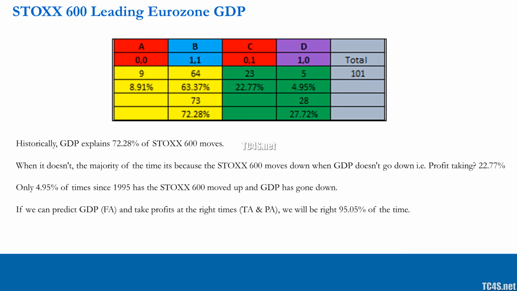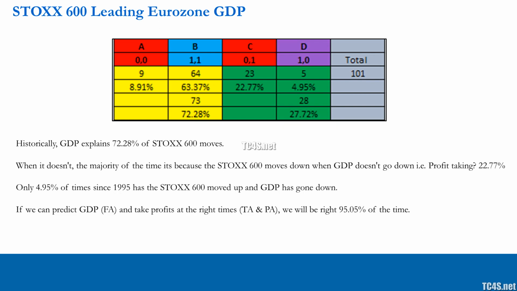In Europe, for example, when we look at the main index there, which is the Euro Stoxx 600, and we look at Eurozone gross domestic product, we get similar results. So if we run through these results quickly, historically, GDP explains 72.28% of Euro Stoxx 600 moves. So they're moving in the same direction. When they don't move in the same direction, the majority of the time, it's because the Stoxx 600 moves down when GDP doesn't go down. So again, we have this profit-taking scenario.